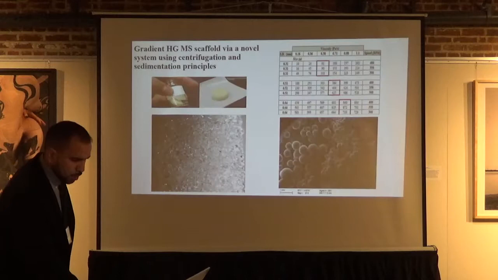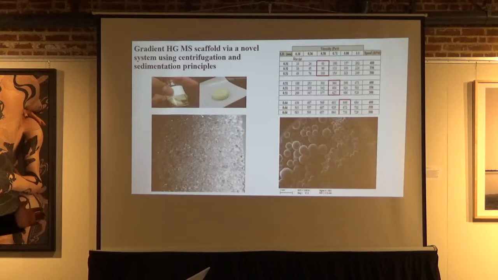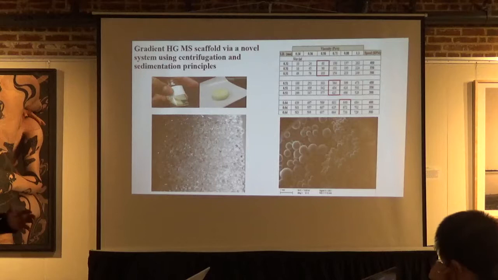And lastly, this is another way of making these functionally graded scaffolds, which was through centrifugation and the sedimentation principles. We chose three different sets of hydrogel microspheres and mixed them with the PLGA mixture that we had. Going through this process, as you can see, you are able to have hydrogel microspheres of bigger size on one side and smaller size on the other side. So you could do this in a graded fashion, as I showed you with the mold systems, or you could do this in a gradient fashion, as you can see with this technique.